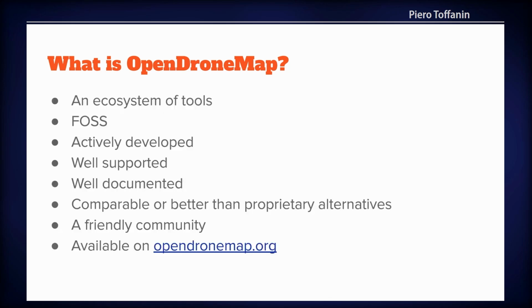So OpenDroneMap is not a single project. It is actually an ecosystem of tools. It is free and open source. It has been actively developed for the last 8 years. It has excellent support, even commercially supported. It is well documented, and it's comparable as of late, and sometimes even better than proprietary alternatives.